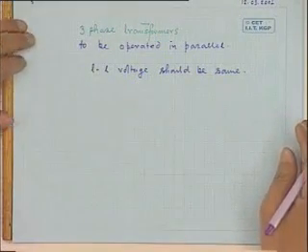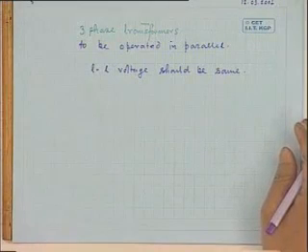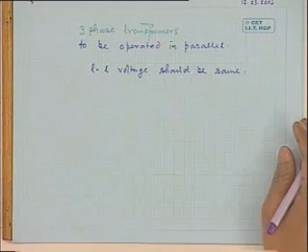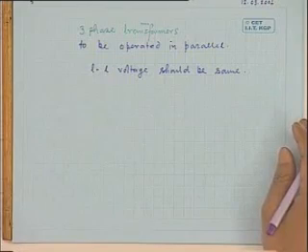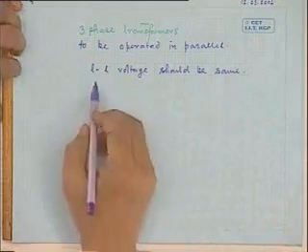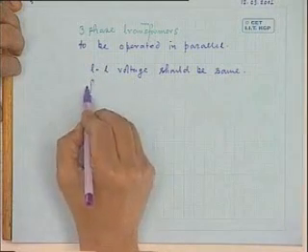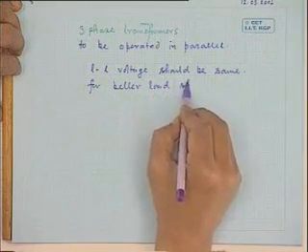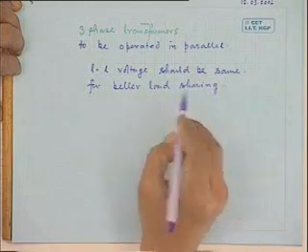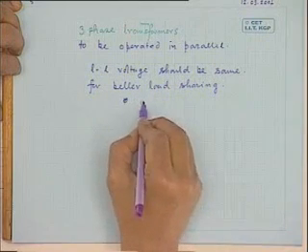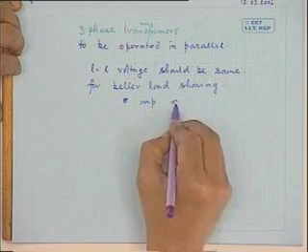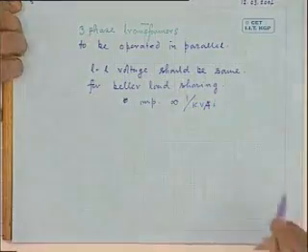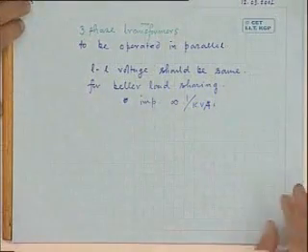Then, of course, for better sharing of kVA, the impedances should be inversely proportional to their kVAs. That comes from the per phase consideration I discussed, how to analyze a three-phase transformer on per phase basis, as I said earlier. So that thing also remains, that for better load sharing, impedances of the transformer should be inversely proportional to their kVAs.